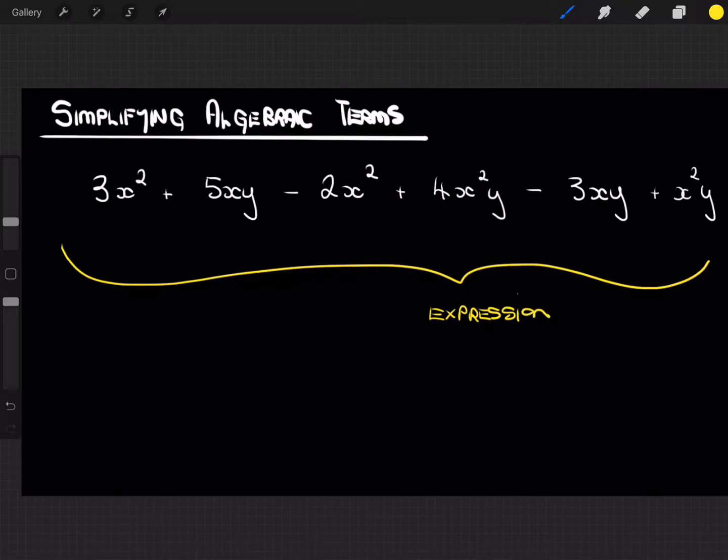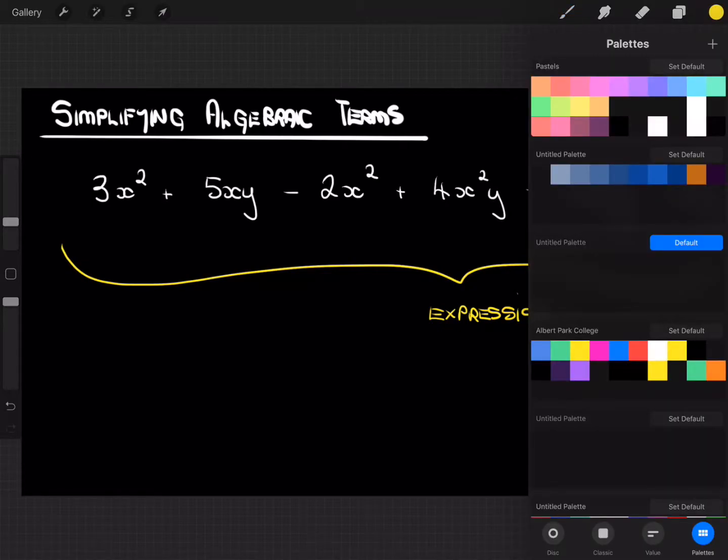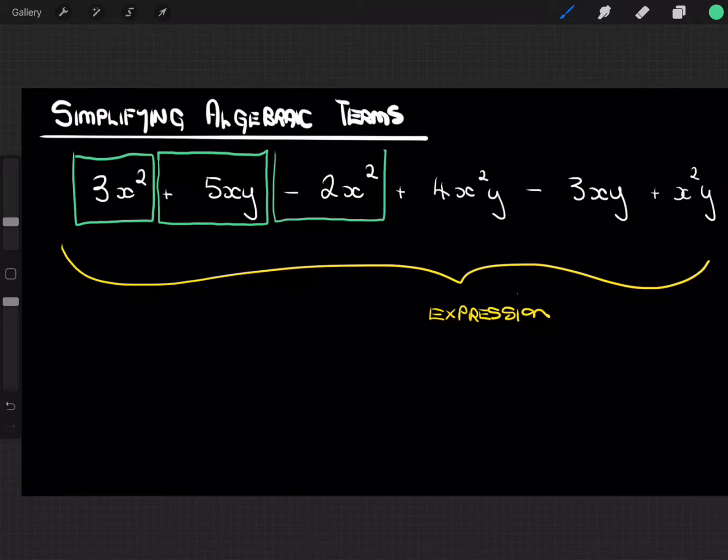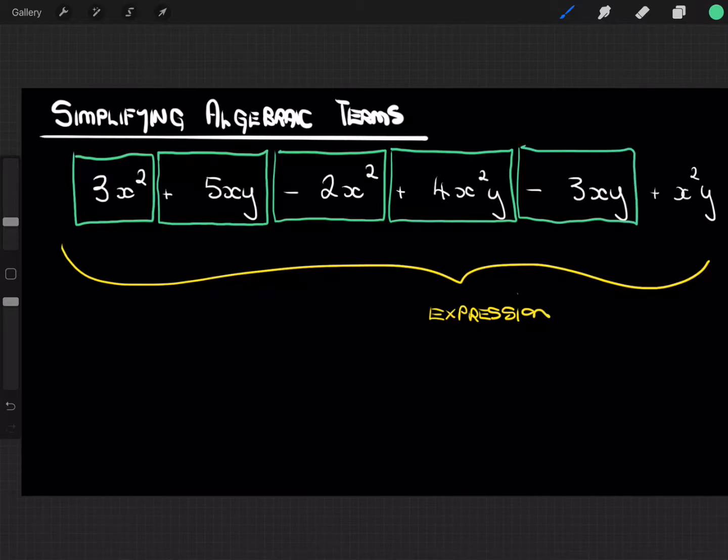Now, an expression can be made up of many terms. Now, in this particular case, each of these is known as a term. So 3x squared. Now notice here, 5xy, that positive is included. So positive 5xy is a term. Negative 2x squared is a term. Positive 4x squared y is a term. Negative 3xy is a term. And positive x squared y is also a term. So each of these is known as a term.